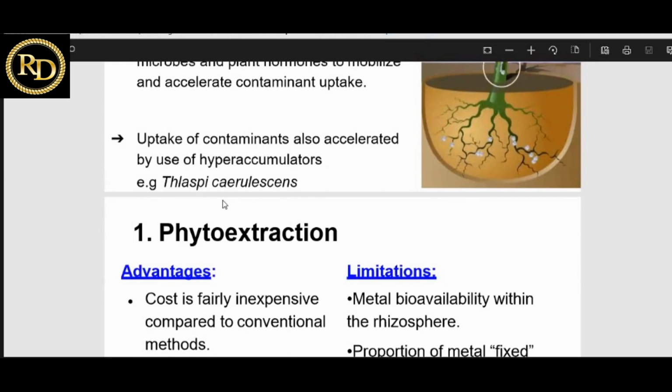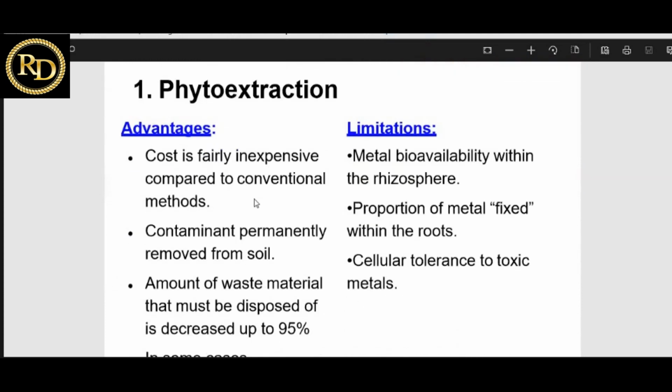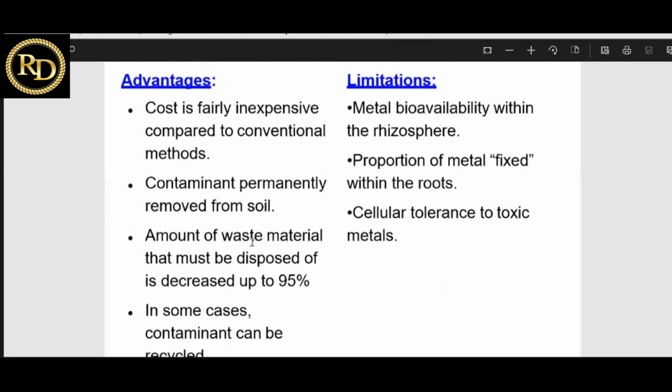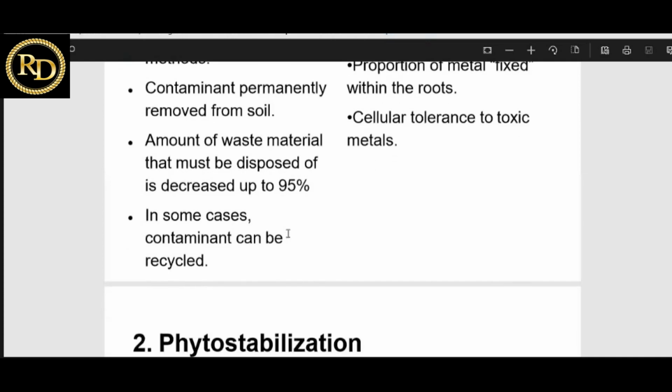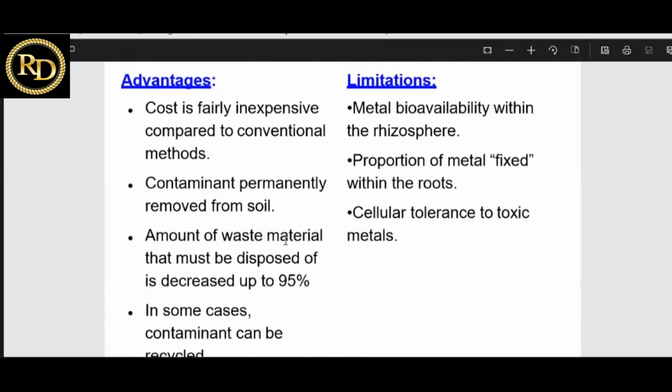This is one of the examples. So again, we have two parts. One is the advantages of phytoextraction, and the second part is the disadvantages and limitations. First thing, cost is fairly inexpensive compared to any conventional method. Second thing, the contaminant is permanently removed from the soil. And the amount of waste material that must be disposed of is decreased by up to 95% through this method. And in some cases, contaminants can be recycled again.